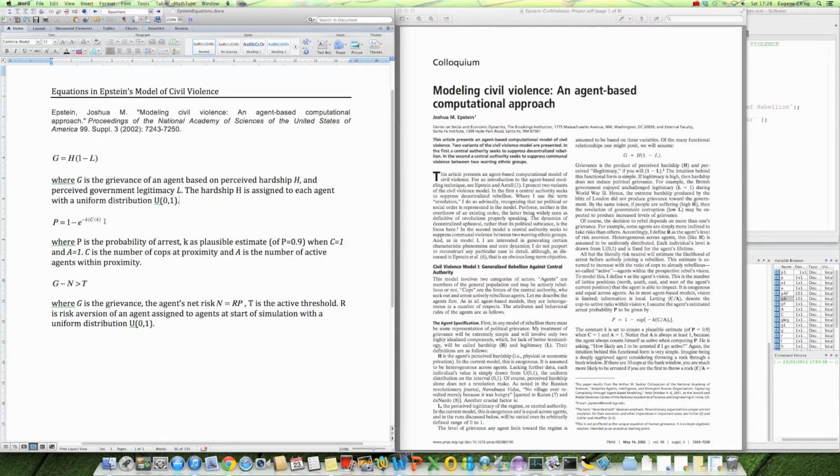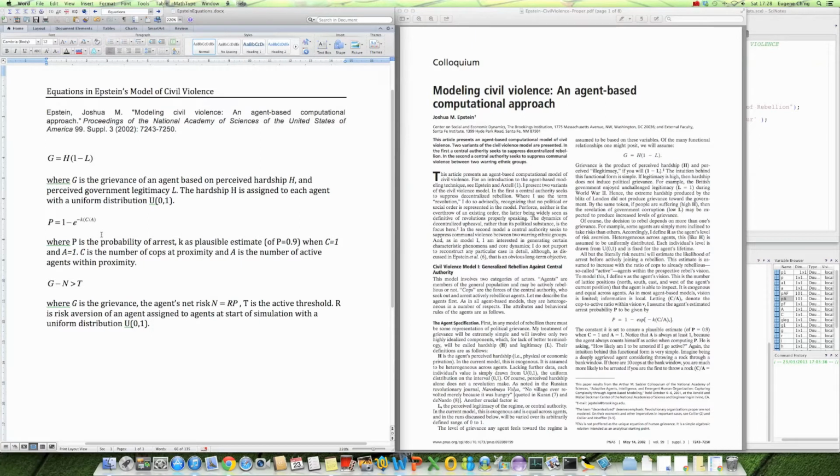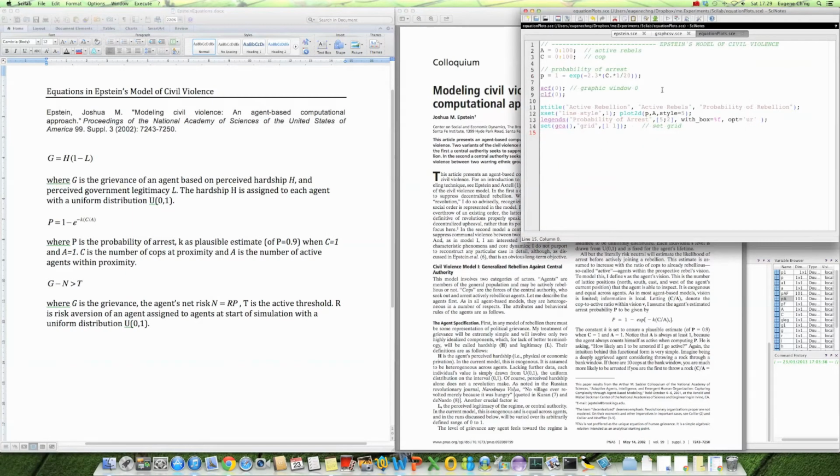Now the other equation is the probability of arrest. At any time, the agent will look around in the cellular automata world and see, within its visibility or proximity, how many agents are around and how many cops are around this particular agent. And so the agent will decide whether to rebel or to keep quiet. We will actually explore this in Scilab.